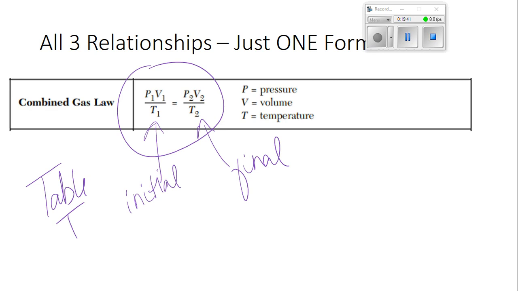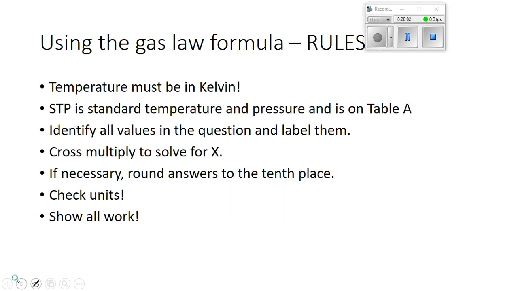So if I know at the beginning what the pressure, what the volume, what the temperature is, I can calculate changes. So if I know, like, hey, I changed this and this, what do you think the final volume will be? I can calculate it. This is a mathematical formula, so we're going to start punching in these numbers and solving. When we do these, there's a whole bunch of rules that we've got to make sure we follow. The first one is so important.